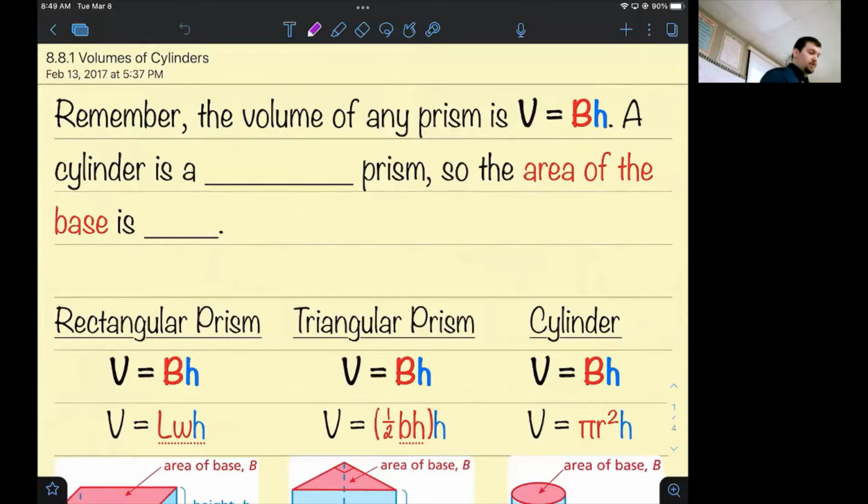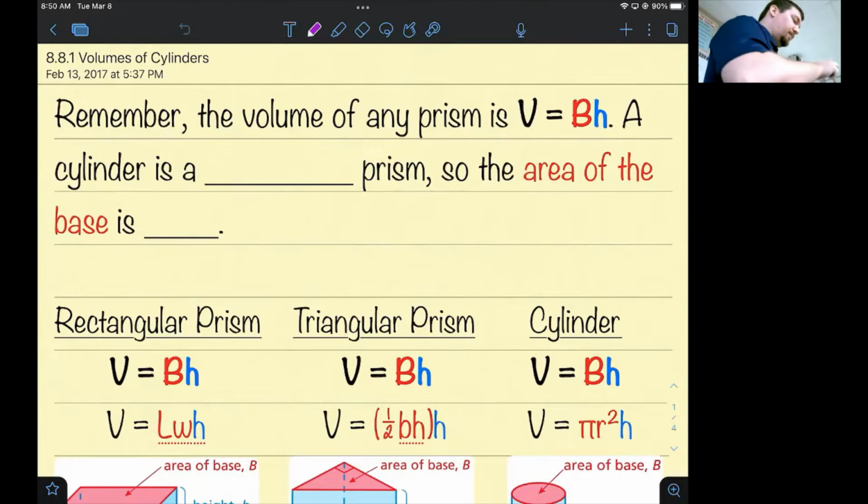Volumes of cylinders. Remember, the volume of any prism is V equals capital BH. And what does capital B stand for again? Not base. Not bottom. It's in red. The area of the base. It's capitalized for a reason. Yes, it means base, but not just the length of a base or something like that. The area of that base.